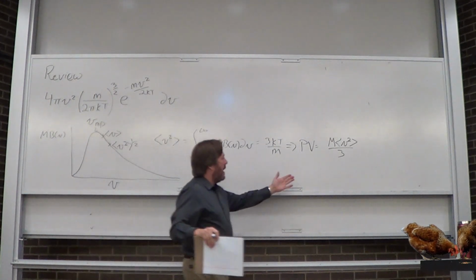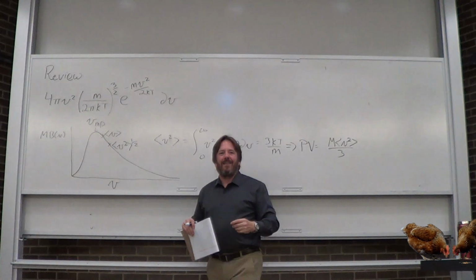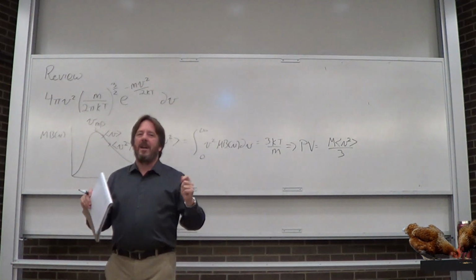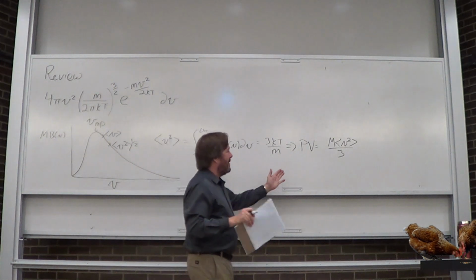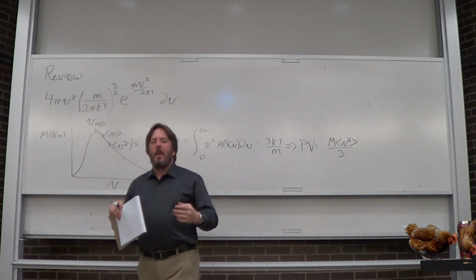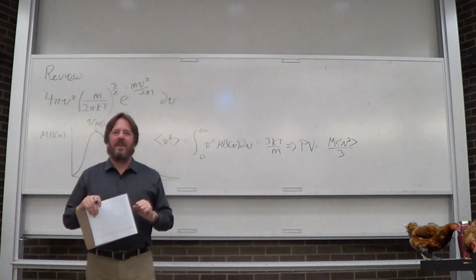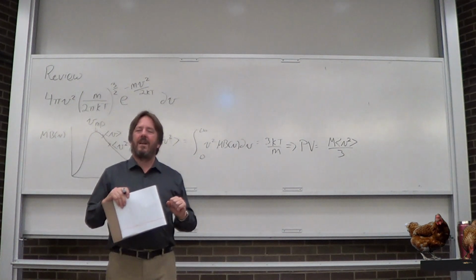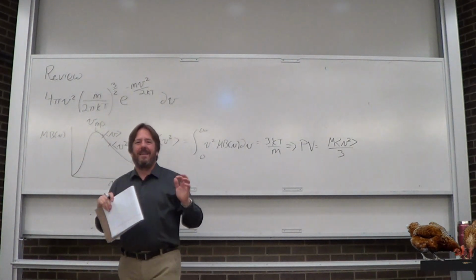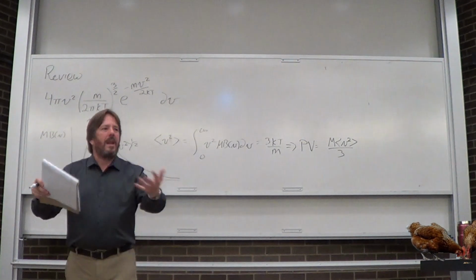And look at that, mv squared, right? PV, pressure times volume has units of joules. mv squared, right? Makes sense? Why is it not 1/2 mv squared? Hasn't that been shoved down your throat since high school? 1/2 mv squared. This is 1/3 mv squared. Why is that? It's like 1/2 kinetic energy.